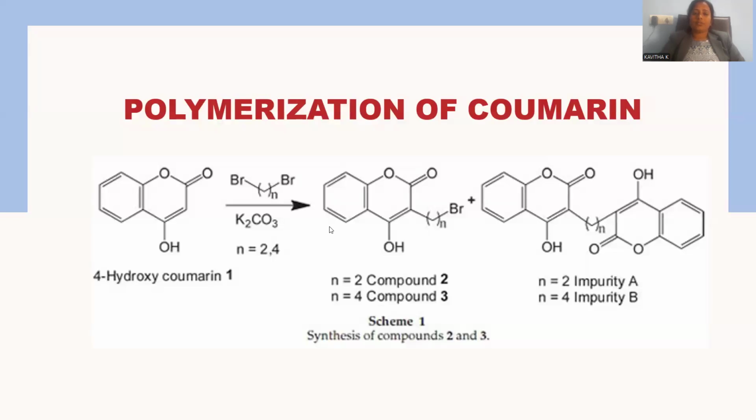Polymerization is also a characteristic of this coumarin. Whenever we take 4-hydroxycoumarin as the starting material to be treated with a dibromoalkane, and potassium carbonate as the catalyst to initiate the reaction, alkylation occurs at position number 3. The monomer generated is bound with another molecule of coumarin, giving rise to a polymeric substance. This is the way polymeric substance is generated. Polymerization is also a characteristic of this coumarin, having multiple applications.